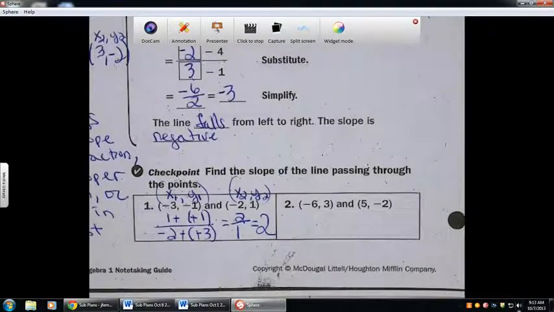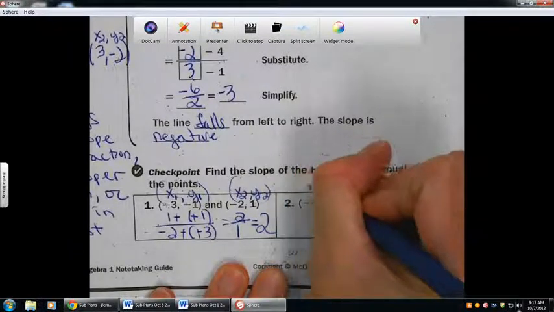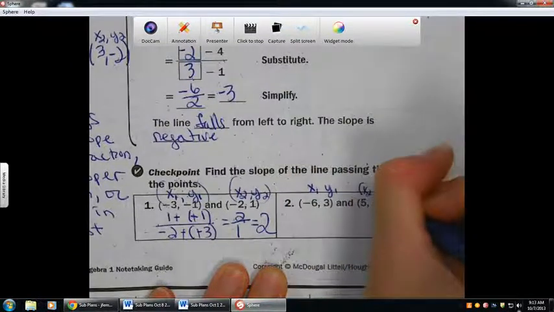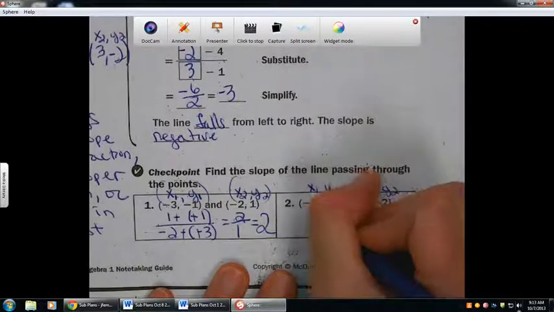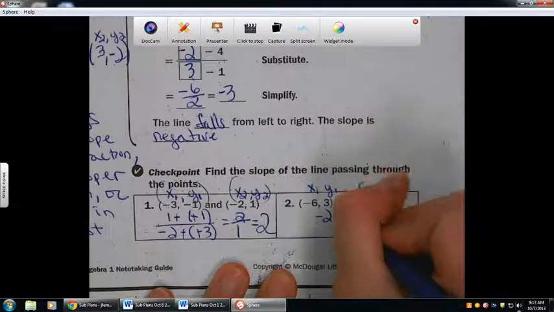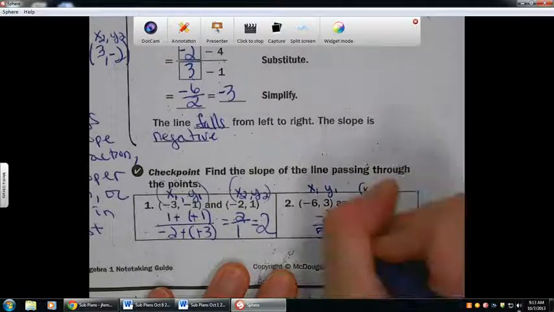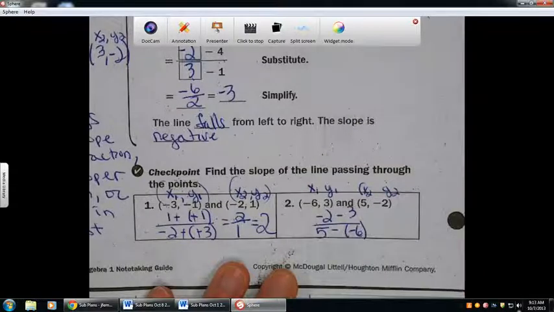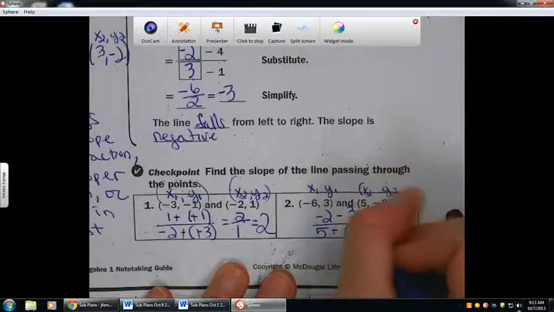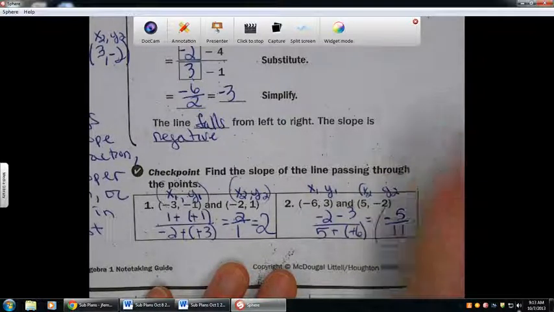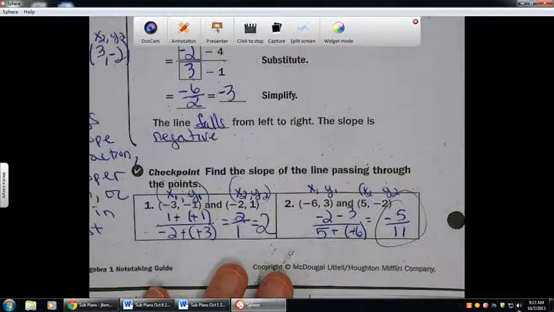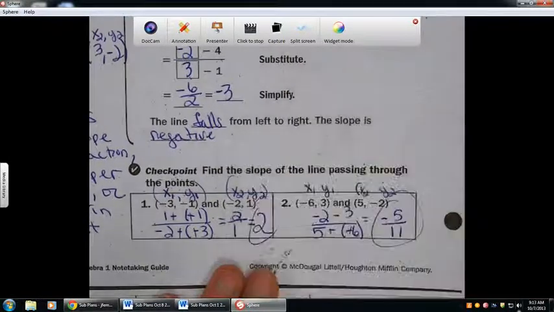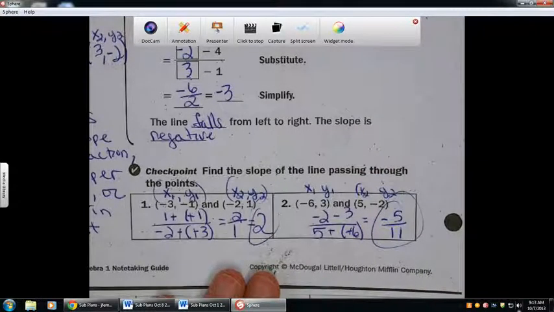And number 2, I'm going to call this x1, y1, and x2, y2. So y2, -2, minus y1, which is 3, over x2, which is 5, minus x1, which is -6. -2 minus 3 is -5, and 5 minus -6 is 11, and our slope is negative. So -5 over 11. So we have a negative slope, which means it would slant downward or fall left to right. And our first slope is positive, which means it rises or slants upward from left to right.